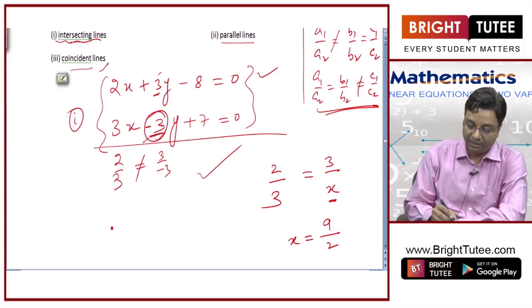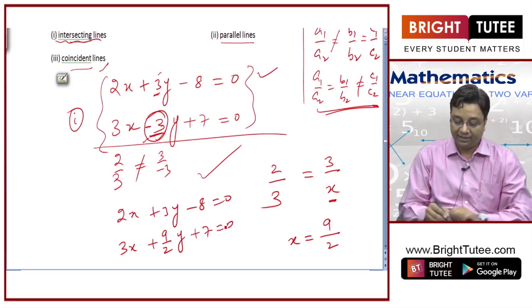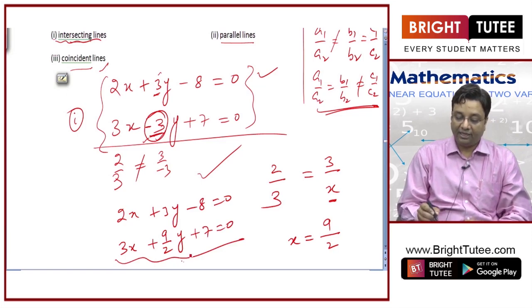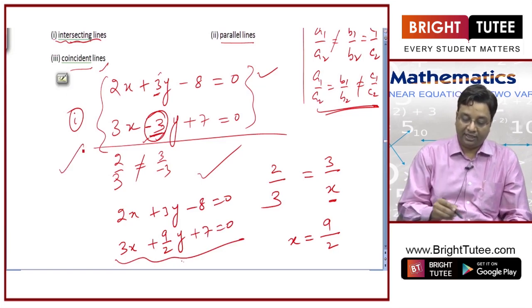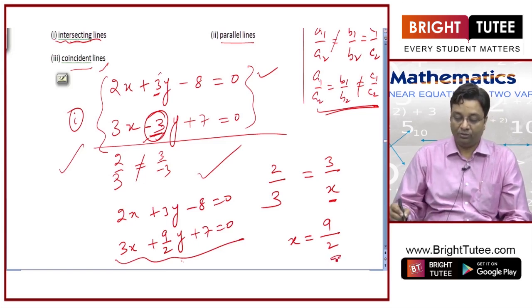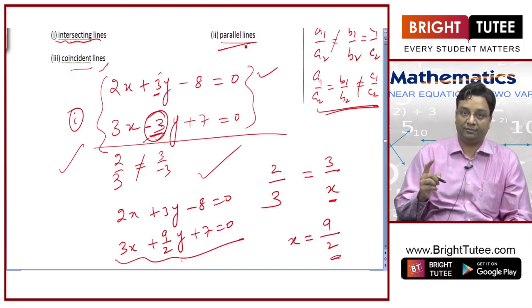If I put plus 9 by 2 here, 2x plus 3y minus 8 equal to 0, 3x plus, let us say, 9 by 2 y plus 7 equal to 0, in this case, these lines are parallel lines. So for intersecting lines, I cannot put 9 by 2. And for parallel lines, I'll have to put 9 by 2 here.